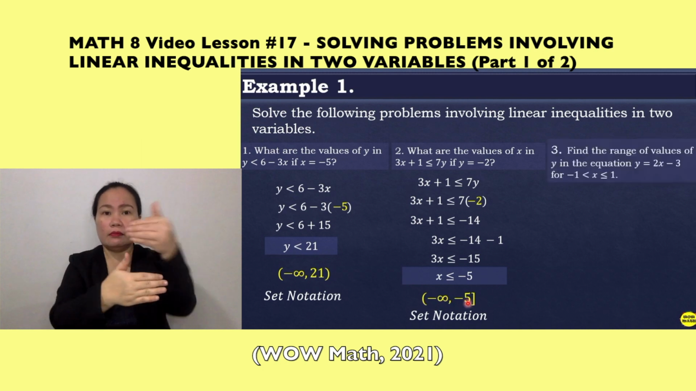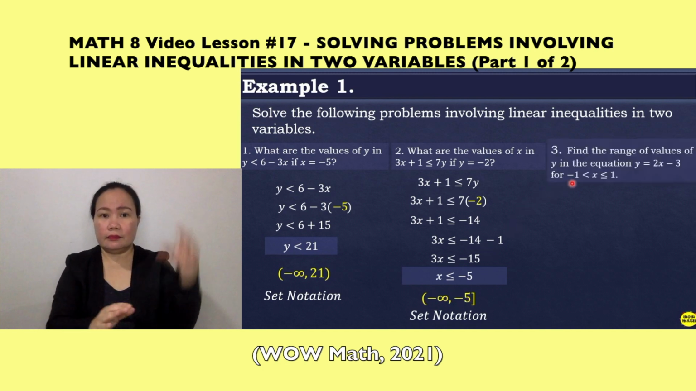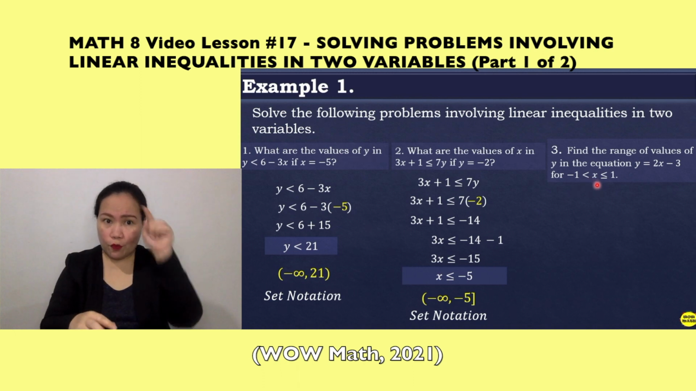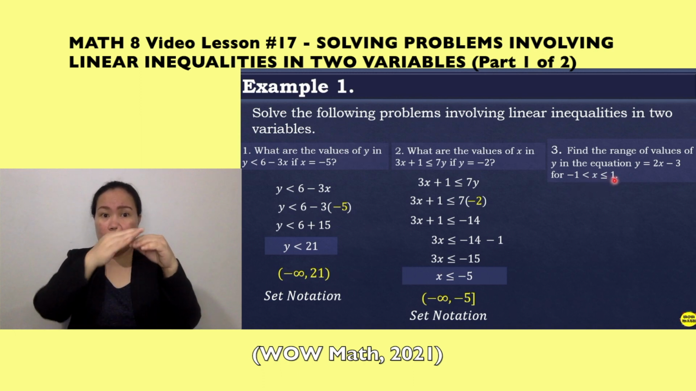Let's have that third one. So find the range of values of y in the equation y is equal to 2x minus 3 for x is greater than negative 1 but less than or equal to positive 1.